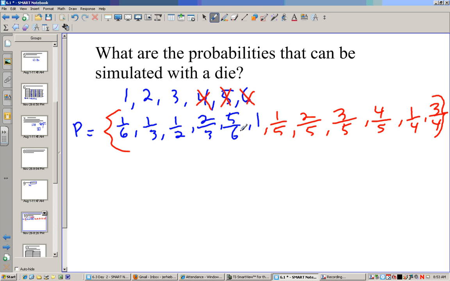It's a lot more than most people think. Most people would just do the first 6, but you can actually do these other ones if you just eliminate one number.